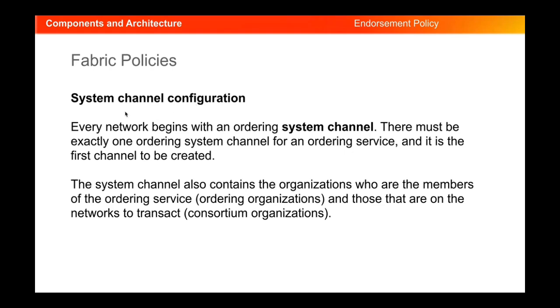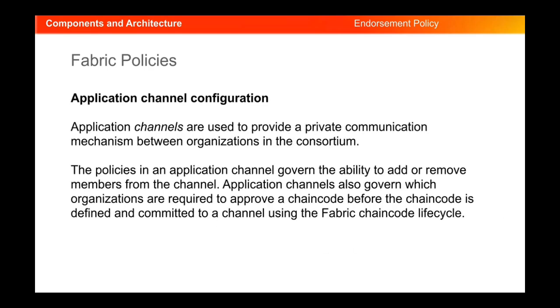System channel configuration. Every network begins with an ordering system channel. There must be exactly one ordering system channel for an ordering service, and it is the first channel to be created. The system channel also contains the organizations who are the members of the ordering service, or ordering organizations, and those that are on the network to transact, which are the consortium organizations.